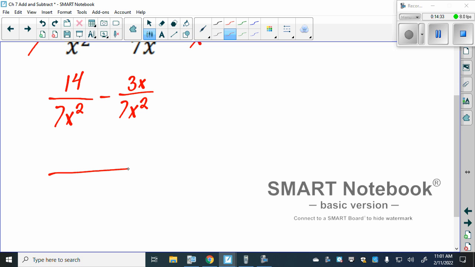So since the denominators here are the same, we can go on and subtract the numerators. The denominator will stay 7x squared. The numerator will be 14 minus 3x, or we can say negative 3x plus 14. Either one works out just fine.